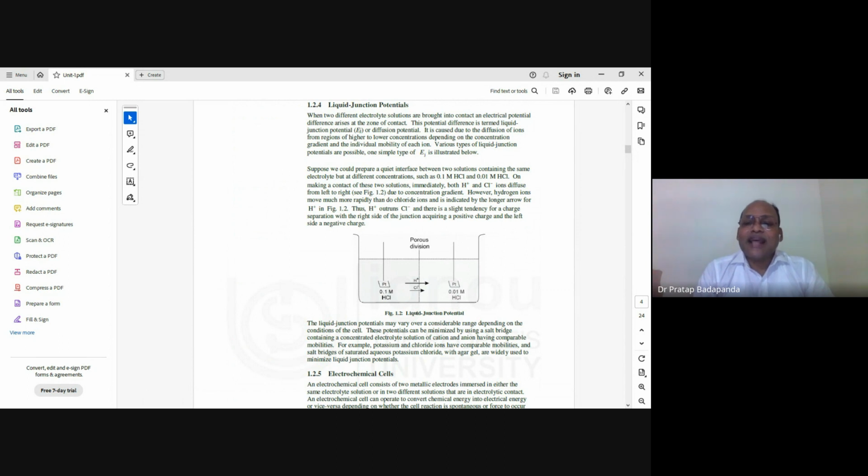Now the concentration on the right hand side is less, and the concentration on the left hand side is more. Then what will happen? The principle is that higher concentration moves to lower concentration. So when the two liquids start combining, the phase where they meet together is called the interference. So an interference area will be created.